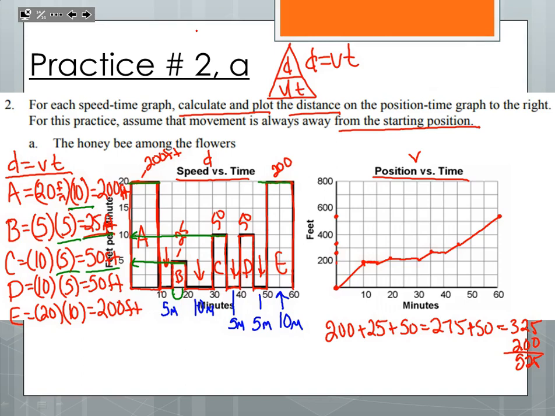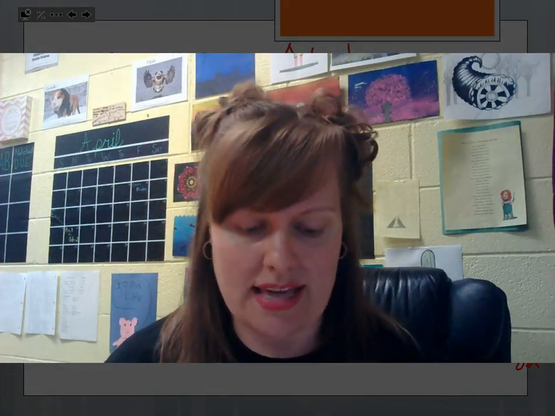So this is how far that little bee travels among the flowers, going from pollen to pollen to pollen. All right, so your assignment, you probably sat there and thought, man, Miss Little has given us so much work to do. But in the end, it's really not that bad. You only have 1B, 1C, and 2B, and 2C to finish on your own.